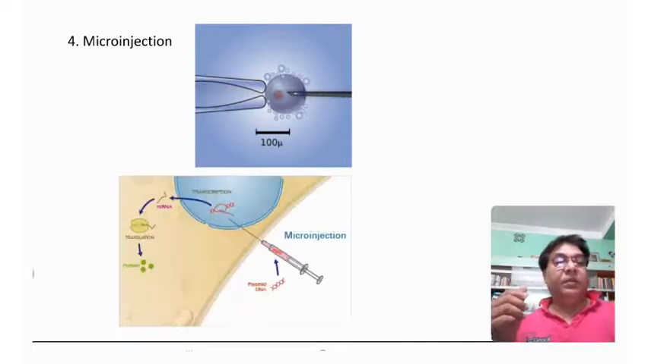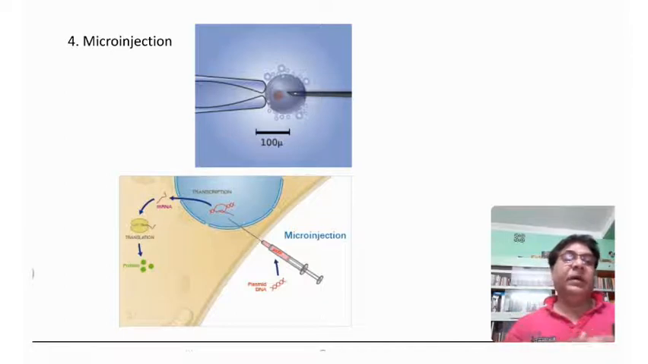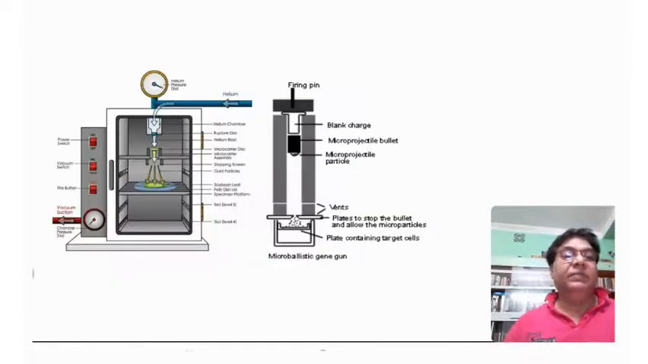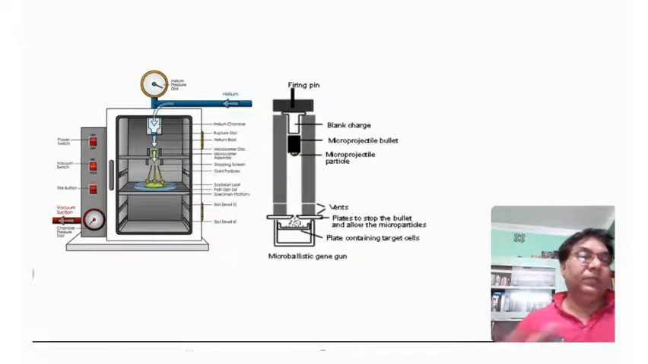Then what happens when you inject your DNA? It recombines with the target DNA wherever it finds homology within the target genome, and it incorporates itself. So this is the method used in the case of eukaryotic cells.